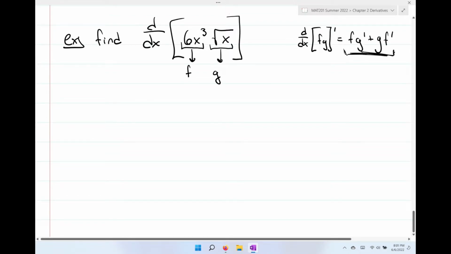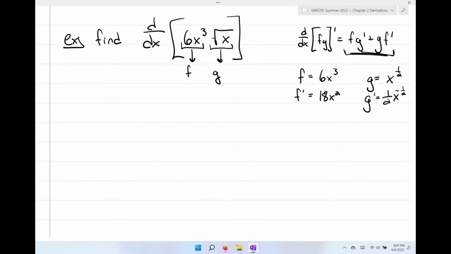So what I'm going to do is write f equals 6x to the third. F prime, I use my power rule. That's going to give me 18x to the second. G is going to equal x to the 1/2. Therefore, g prime is going to equal 1/2 x to the negative 1/2. Now, I definitely went fast there, so I'm going to show you what happened.